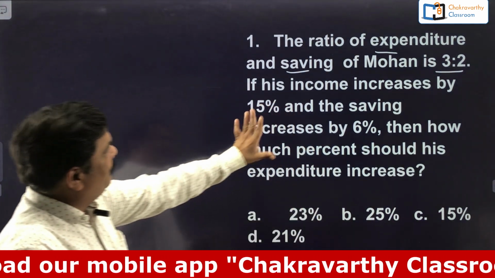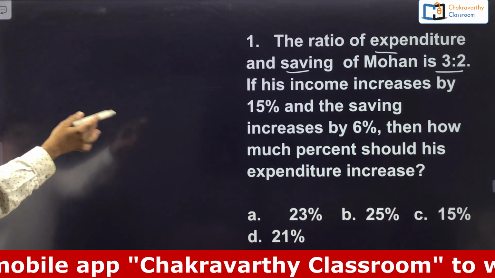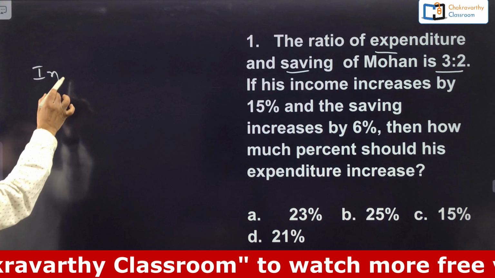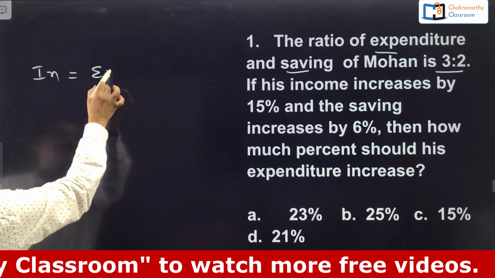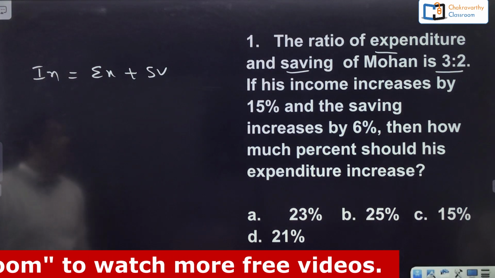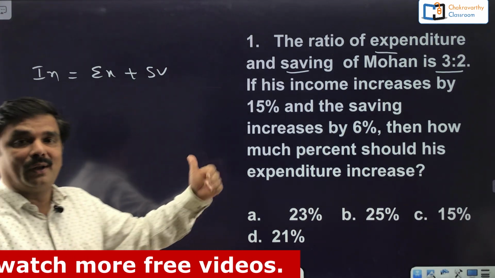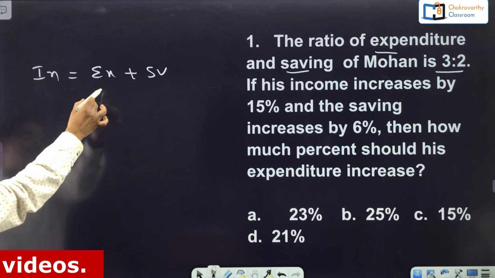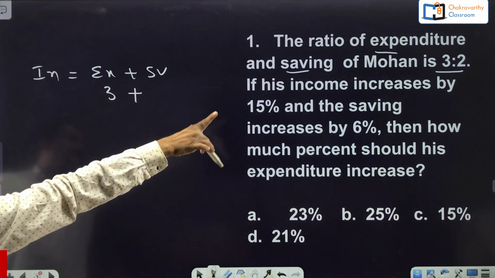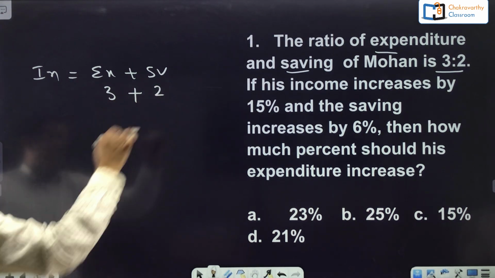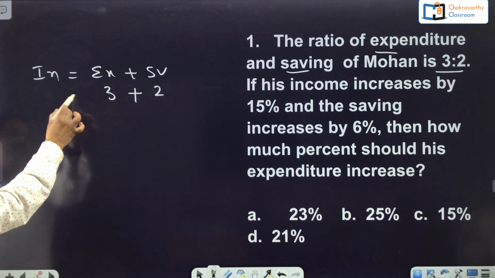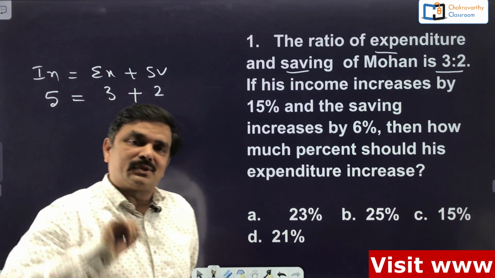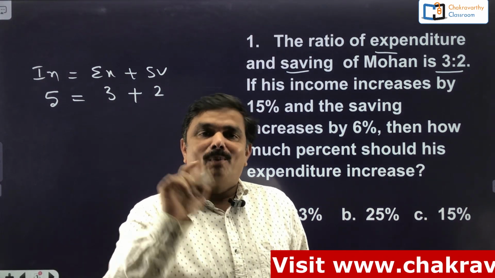Okay, now we use the basic formula. What is that? Listen very carefully, you can do it very easily. Income is equal to expenditure plus saving, isn't it? We solved many questions in our regular course using this method. All right, now take this one. Expenditure is 3, they have given, plus savings, how much they have given? 2. Expenditure to saving is 3:2. So I can say income is 3 plus 2, that is 5. This is the first step. Of course, you can do this one in your mind as well.